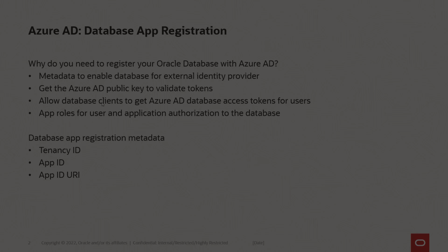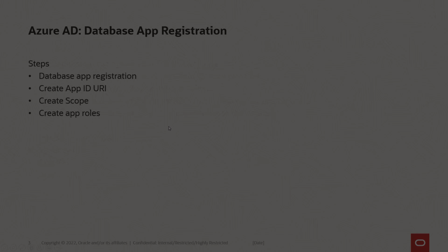Information you need to get from the Azure AD: the tenancy ID, the app ID, and the app ID URI. The general steps are database app registration, which is pretty quick. Then you need to set the app ID URI, the scope, and the app roles. And let's just jump right into that.